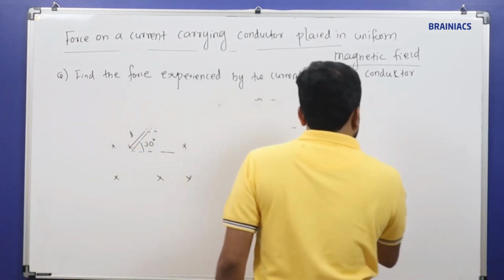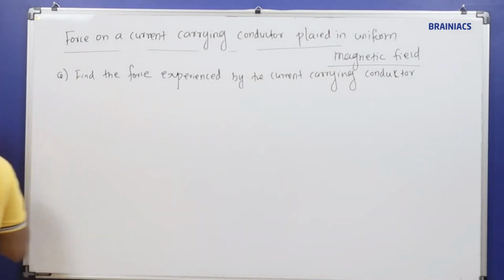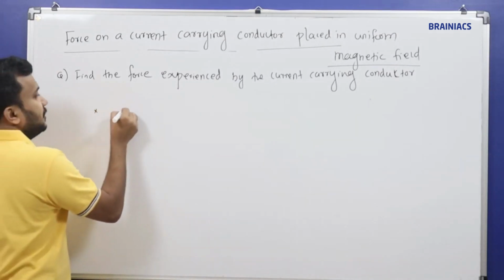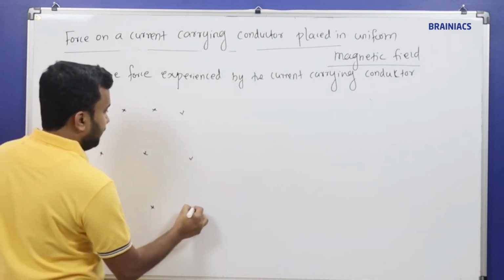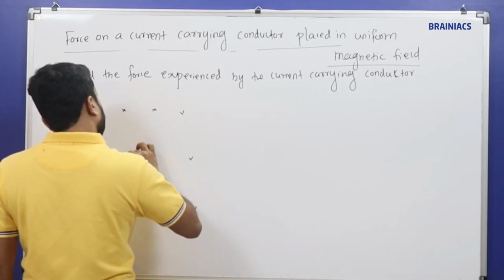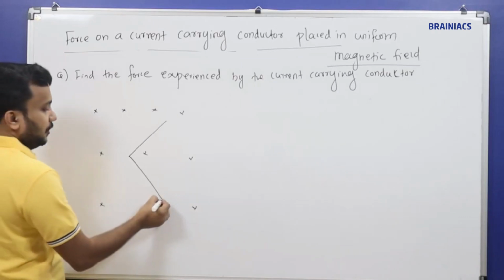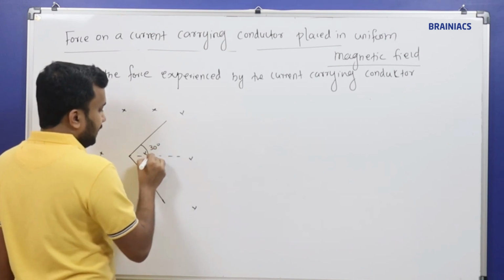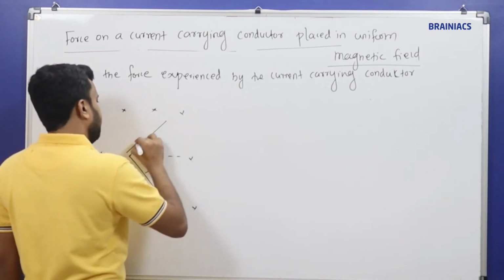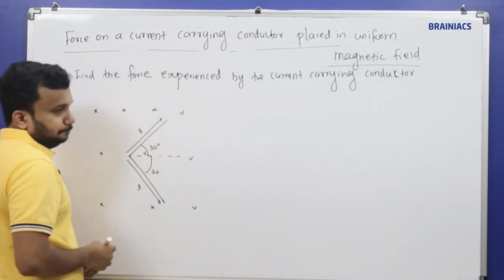So that question is clear. Let's do another question. Same question: find the force experienced by the current carrying conductor placed in a magnetic field. One conductor like this, another conductor like this, of equal length. This angle is given as 30 degree and this angle is also given as 30 degree, and this length is given as L vector and this length is given as L.